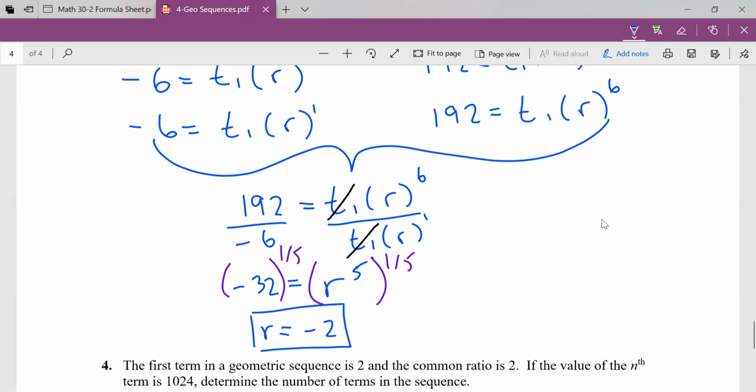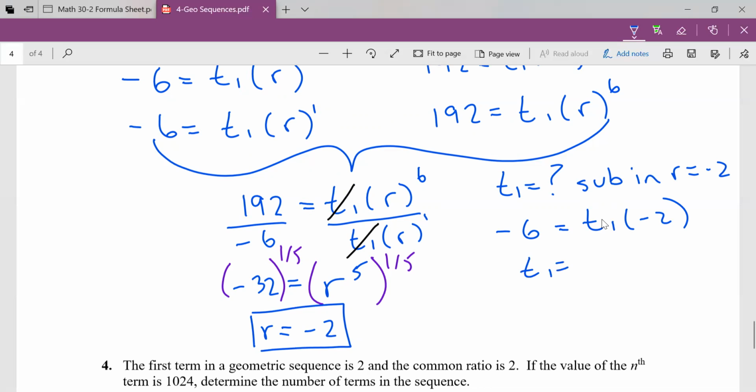And from here, look at everything we can do. If we know R, now we can find T1. So if I want T1, I'm going to sub in R is equal to -2. And again, it doesn't matter which of my two equations I sub it into, but I think this one's by far the easiest one to sub it into. So T1 is equal to 3. There it is. There's your first term.